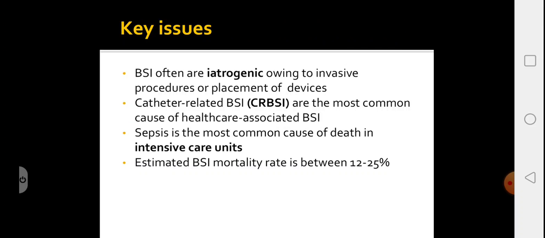Looking into the key issues, bloodstream infections often are iatrogenic owing to invasive procedures or placement of devices like catheters. And in this context, catheter-related bloodstream infections are the most common cause of healthcare-associated bloodstream infections. Sepsis is the most common cause of death in intensive care units, and estimated mortality rate due to bloodstream infections is around 12 to 25%.